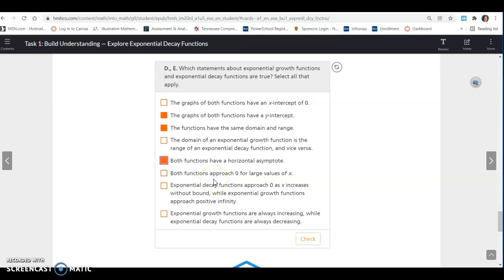Both functions approach 0 for a large value of x. That's not necessarily true. Exponential decay functions approach 0 as x increases without bound, while exponential growth functions approach positive infinity. All right, so this is talking about end behavior. Exponential decay, we know that it's a curve and it's coming down. This says a function approaches 0 as x goes to the right, and that is true. All right, exponential growth is always increasing, while exponential decay is always decreasing. That's true as well, because exponential growth is a curve that goes up. Exponential decay is a curve that goes down. So that one is also true. So that one has 5 correct answers.